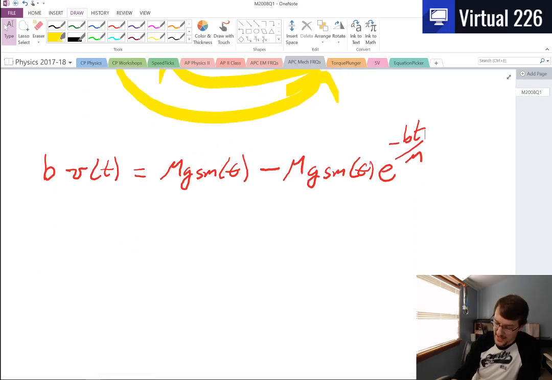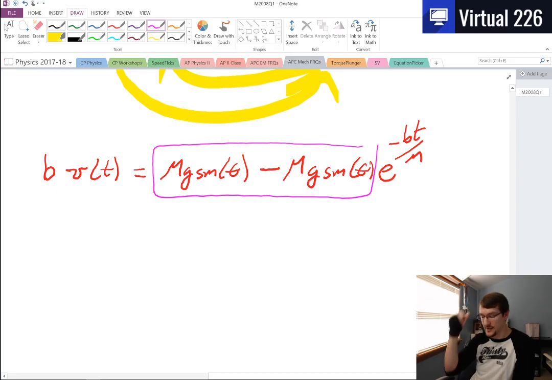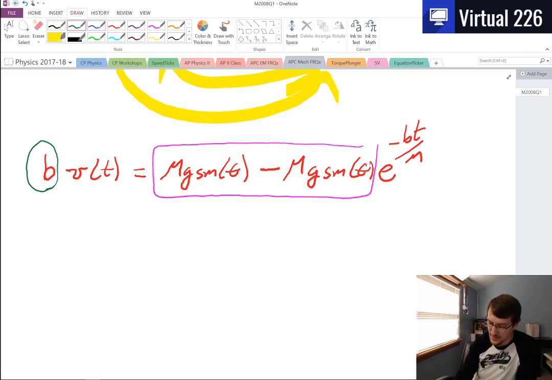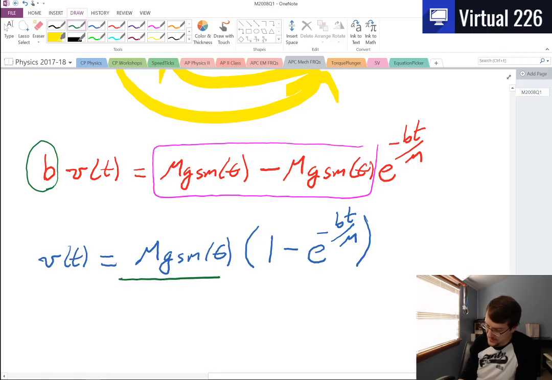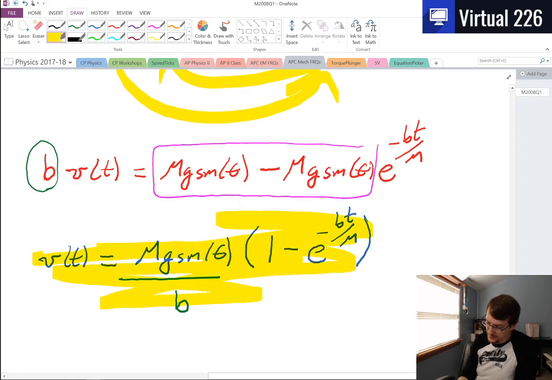And then this is the last little cleanup move here. Noticing that these are the same, I'm going to factor out the mg sine of theta, and then I just need to get rid of this b term here, so I'm going to divide by it in the end. So what I get here is that v of t equals mg sine of theta multiplied by 1 minus e to the minus bt over m, and then I just need to make sure I've divided by my b. And that's it. That's solving the differential equation.